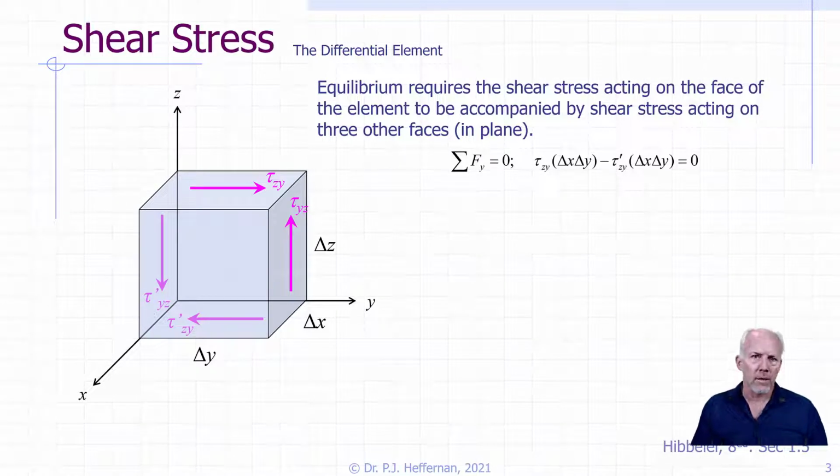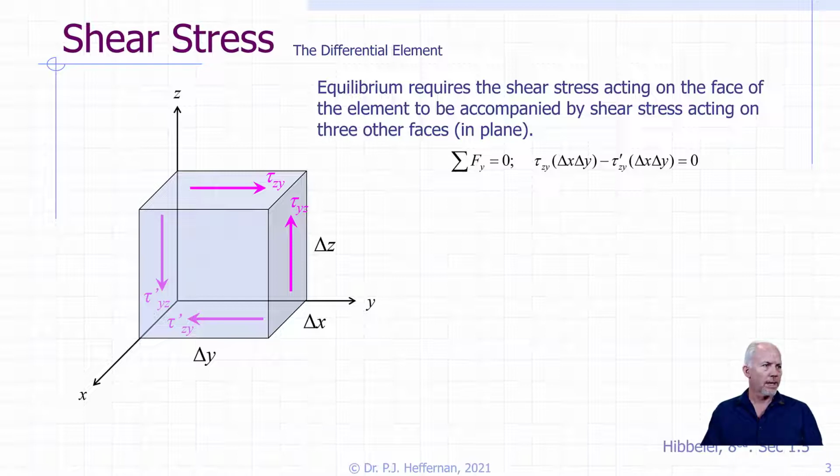So if we apply equilibrium, let's do our sum of the forces in the y direction and set it equal to 0. If we look at our forces occurring in that y direction, we have the top plane, or tau zy, and we have the bottom one, tau prime zy. To get those stresses into a force, they must be multiplied by their area. In this case, that is the area of the plane of the differential element, or delta x, delta y. And we set those equal to 0. What we can see is that those two shear stresses must be equal to each other.